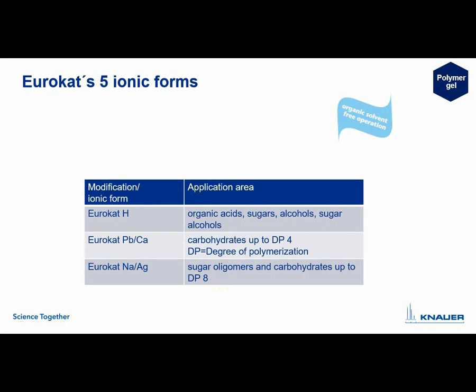So here now a little bit more about the 5 ionic forms. The Eurokat H is the most versatile one. Whenever you want to analyze mixtures of organic acids, sugars, alcohols, you will use the Eurokat H form. Whenever you have carbohydrates up to a polymerization grade up to 4, column PB and CA would be perfect, and going to greater oligomers up to DP8, we have the sodium and the silver version. So I hope I gave you a good idea of these columns.